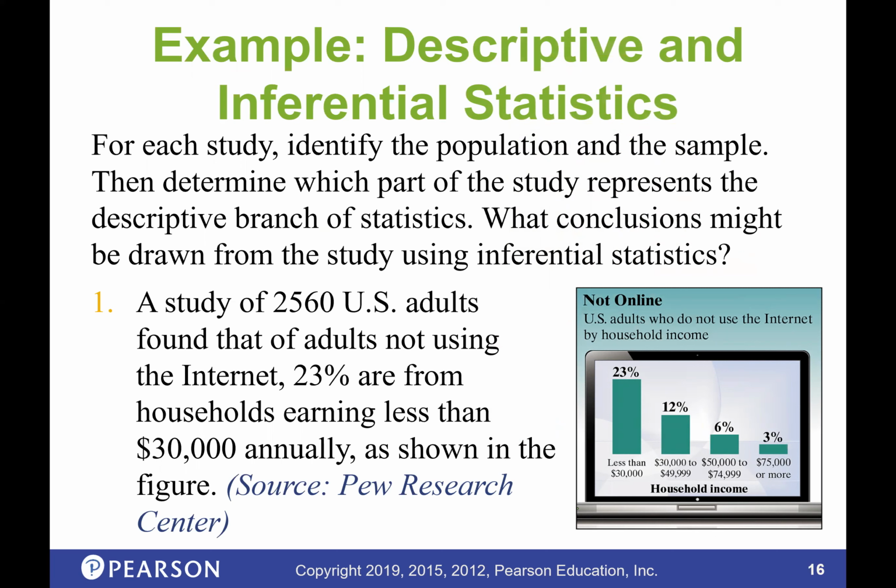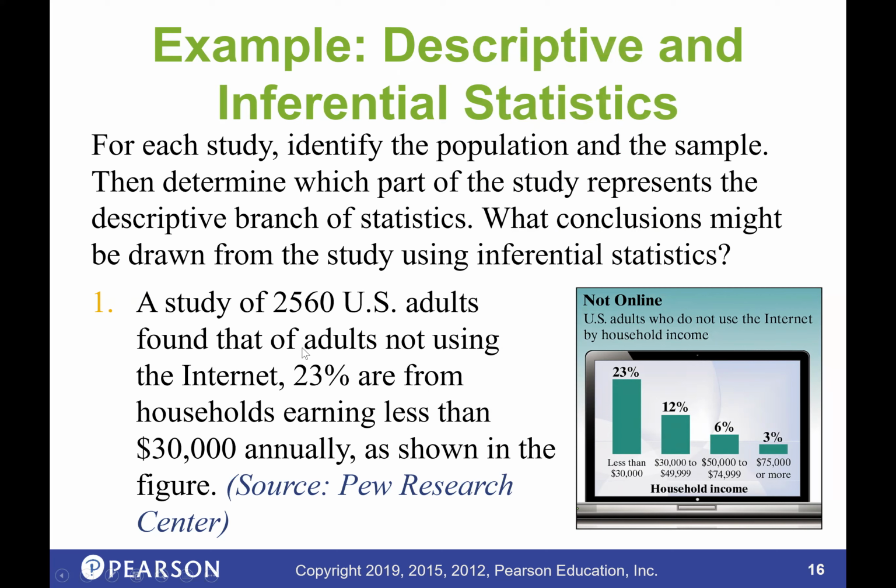So you tell me here. Identify the population and the sample, then determine which part of the study represents the descriptive branch of statistics. So a study of 2,560 US adults found that of adults not using the internet, 23% of them have household earnings of less than $30,000 annually, as shown in the figure. That's the little caption there. So identify the population. Population would be all US adults. The sample is going to be the 2,560 US adults that we surveyed or got some data from.